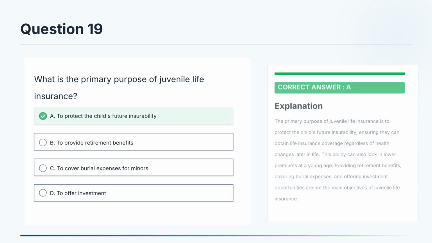The correct choice is A. To protect the child's future insurability, ensuring they can obtain life insurance coverage regardless of health changes later in life. This policy can also lock in lower premiums at a young age. Providing retirement benefits, covering burial expenses, and offering investment opportunities are not the main objectives of juvenile life insurance.